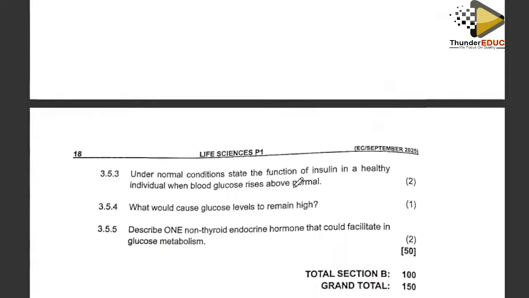Then they are saying, under normal conditions, state the function of insulin in a healthy individual when the blood glucose level rises. So under normal conditions, insulin stimulates the conversion of glucose into glycogen. Guys, we don't say insulin converts. Insulin stimulates the conversion of glucose to glycogen, in the liver and the muscles.